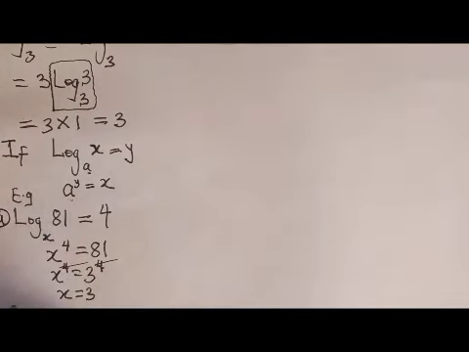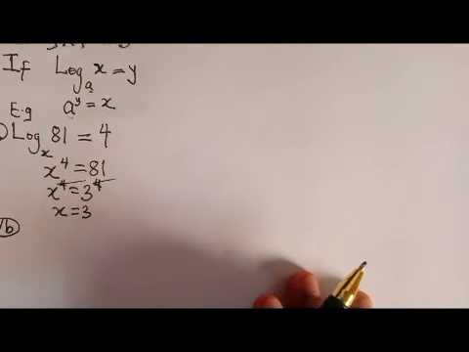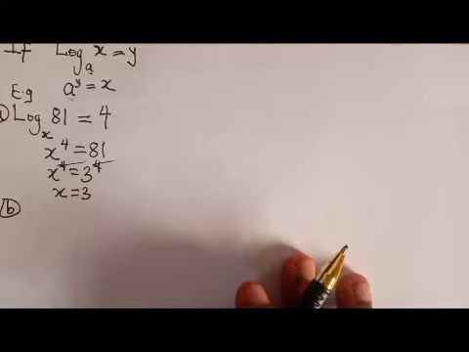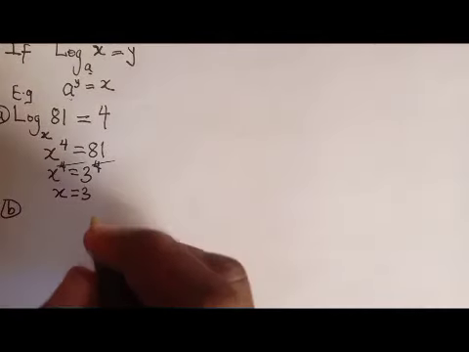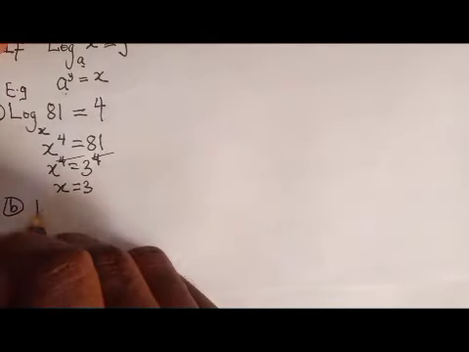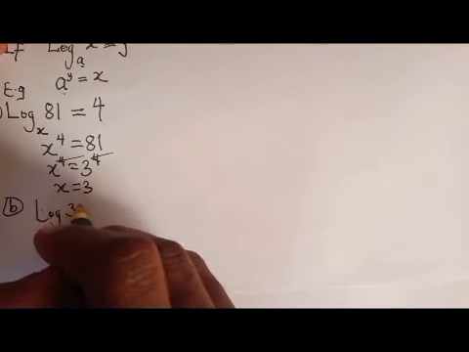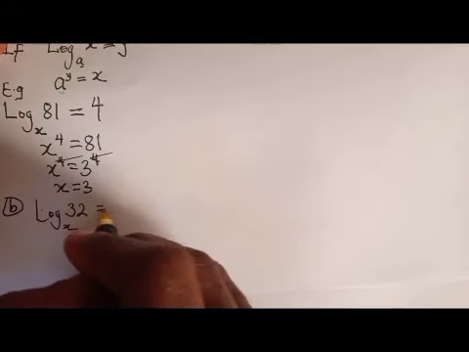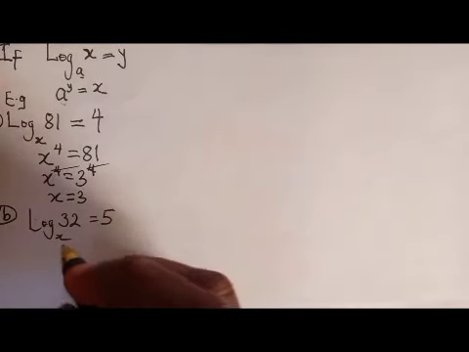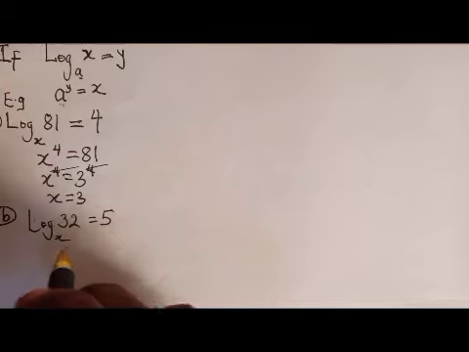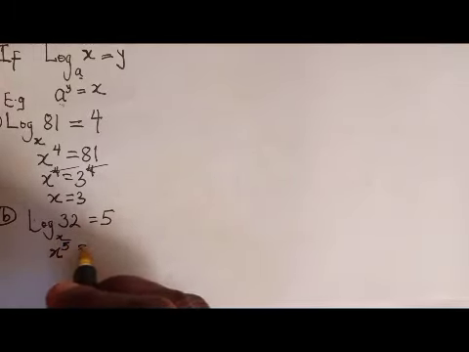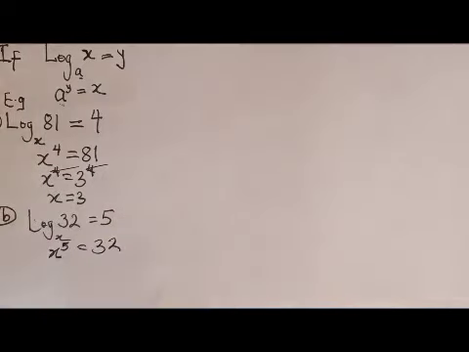I'm going to quickly take another example for this law. Let's say we are given log 32 in base x. Logarithm of 32 base x is equal to 5. What am I going to do in this case? It simply means that I'm going to take this base and raise this. So this becomes x raised to power 5 equals 32.